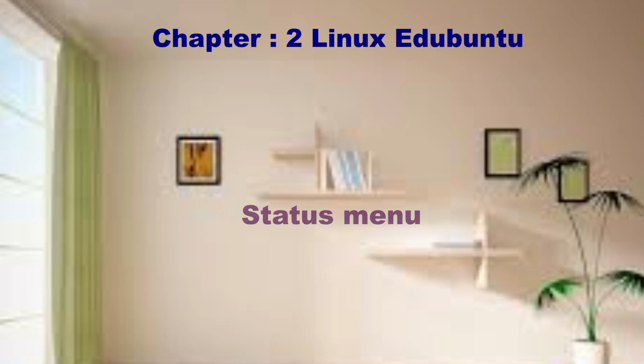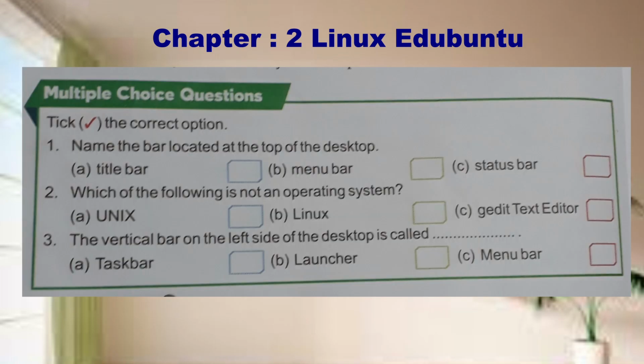Now in page number 22 we can see 3 multiple choice questions. Let us go through that. First question, name the bar located at the top of the desktop, that is menu bar. Second, which of the following is not an operating system? Unix and Linux are operating system. gedit text editor is the answer. Third question, the vertical bar on the left side of the desktop is called launcher.